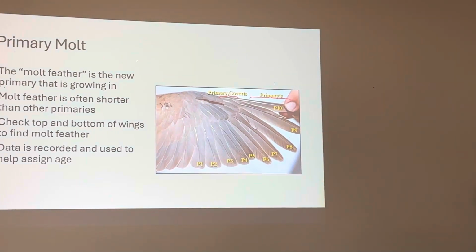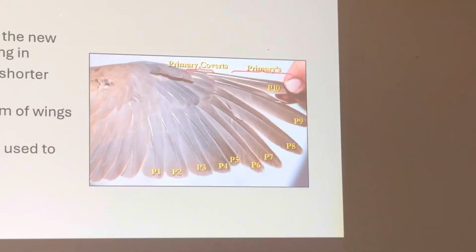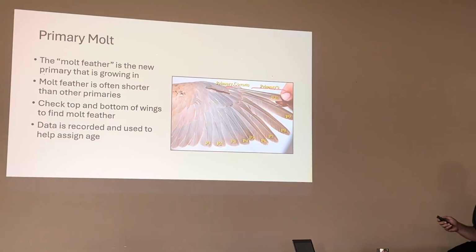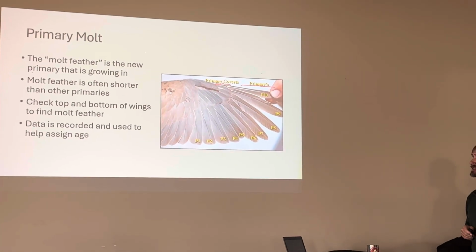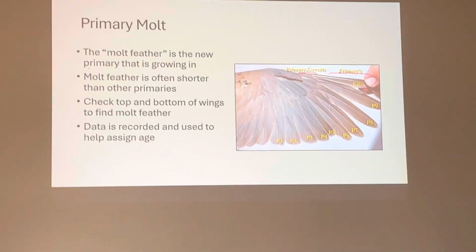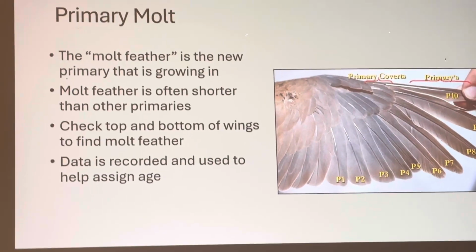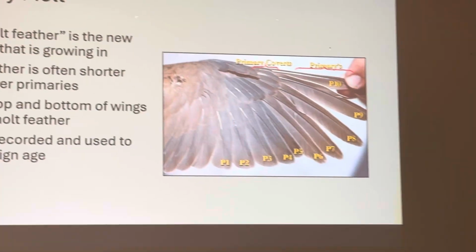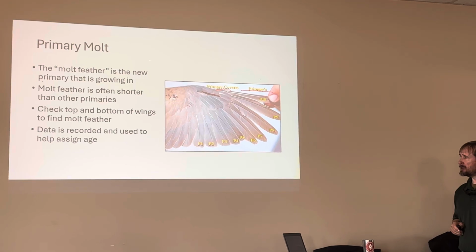Once you've got the bird banded, you've identified the age and/or the sex if it's an adult. But the molt feather is often shorter than the other primaries. You want to be sure and check the top and bottom of both wings. If you have a molt feather that just stands out, you don't have to look at everything, just write it down. But if you're having a little trouble finding it, be sure and check the top and bottom of both.